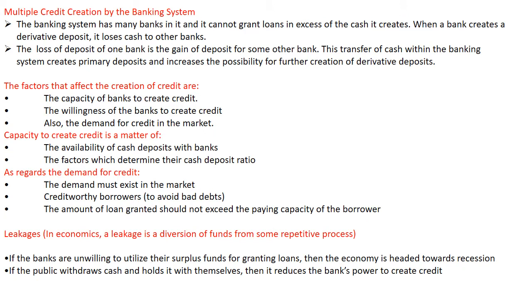Now, the credit creation in a banking system. In a banking system there are many banks like SBI and others, and a bank cannot grant loans in excess of the cash it has. When a bank creates a derivative deposit, it loses cash to another bank. For example, in multiple credit creation, suppose a depositor deposits 2000 rupees in Canara Bank, and the cash reserve ratio is 10%. So the bank can grant a loan of 1800 rupees. For 2000 rupees, they have to keep 10% and give the remaining as a loan, right?